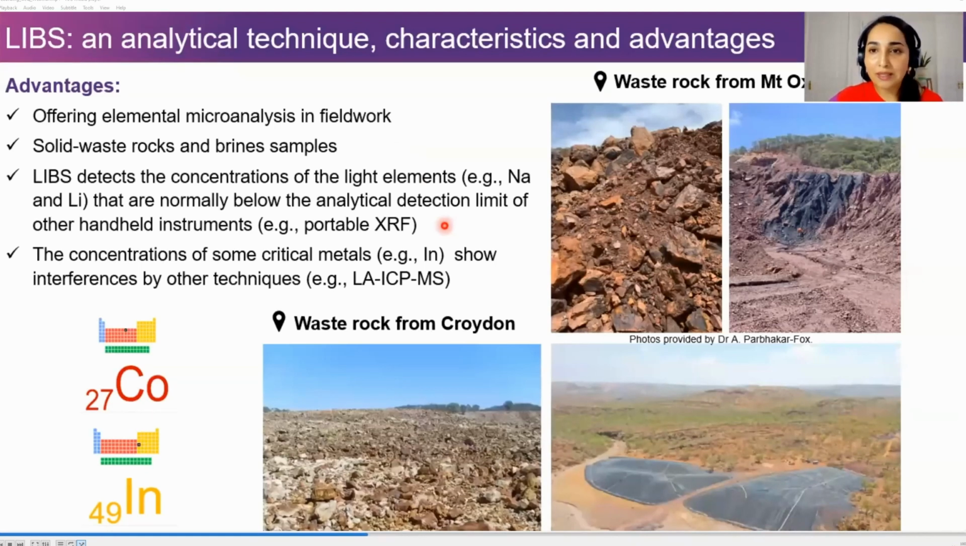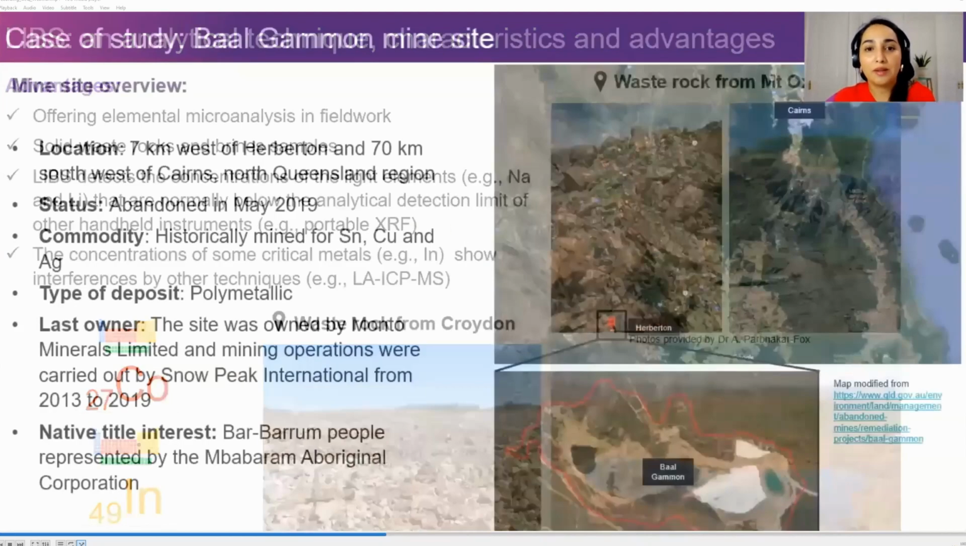So there is high potential to use these tools in fieldwork, specifically for waste rock, because you don't need to prepare this kind of sample, and also to analyze critical metals such as indium or cobalt and so forth. You can also have really good results for an element which is key in terms of crustal abundance. So there is really high potential to use it here in Queensland State.